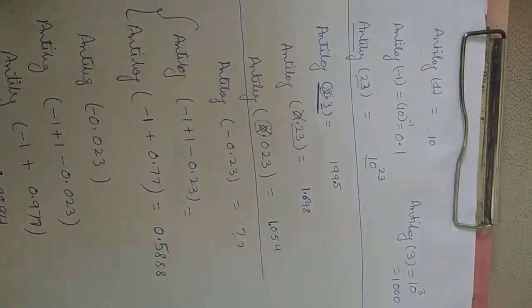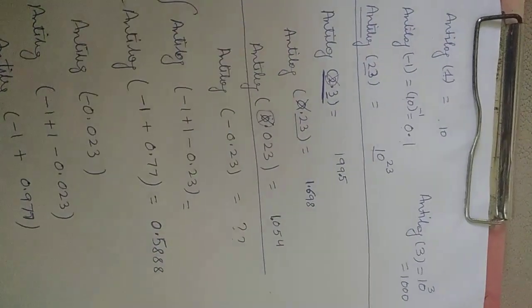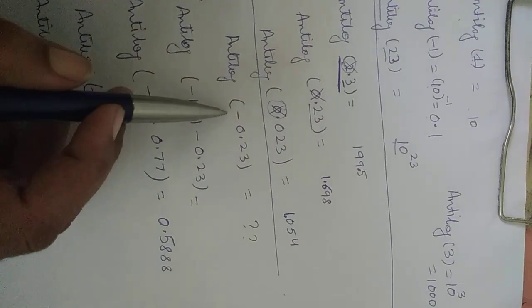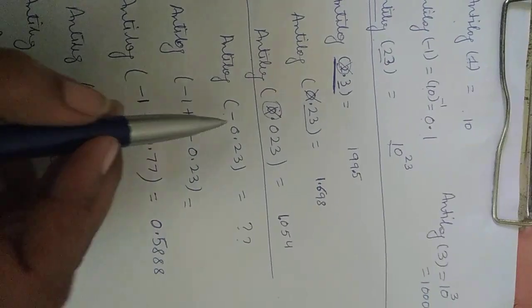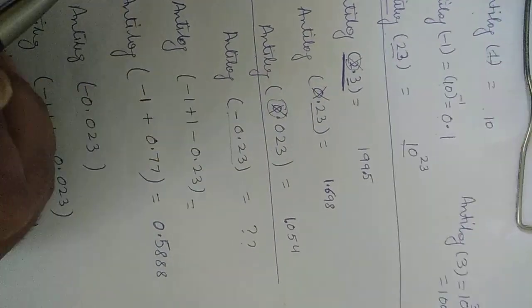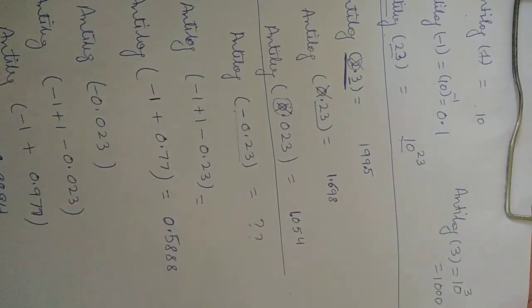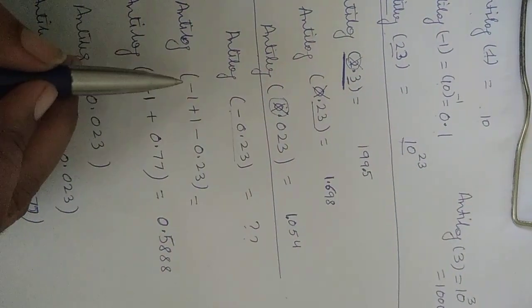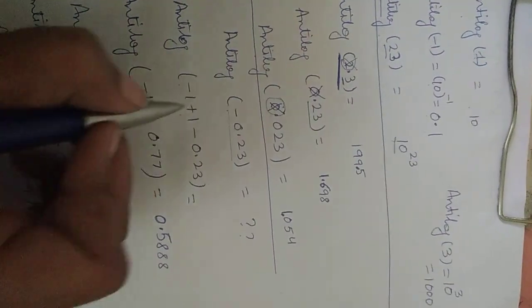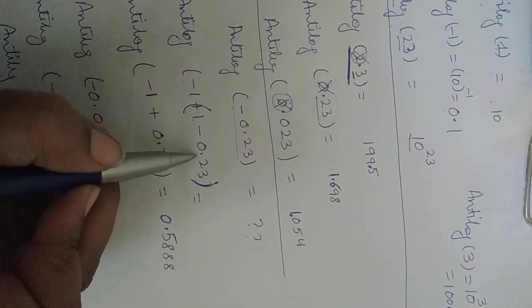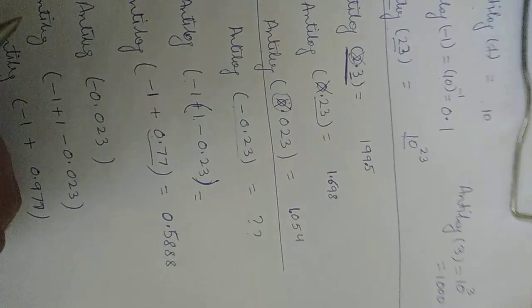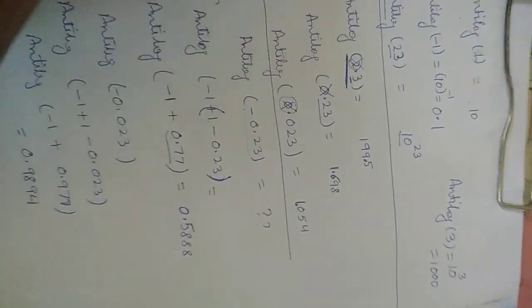Now this was about if you are seeing anti-logarithms of positive numbers. How do you check the anti-logarithm of negative numbers? Then what you do is first you convert any number which is negative to positive. For example, if I have this number minus 0.23, how do I convert it into positive? I add plus 1 minus 1. Then concentrate on this part, 1 minus 0.23. The answer comes 0.77.